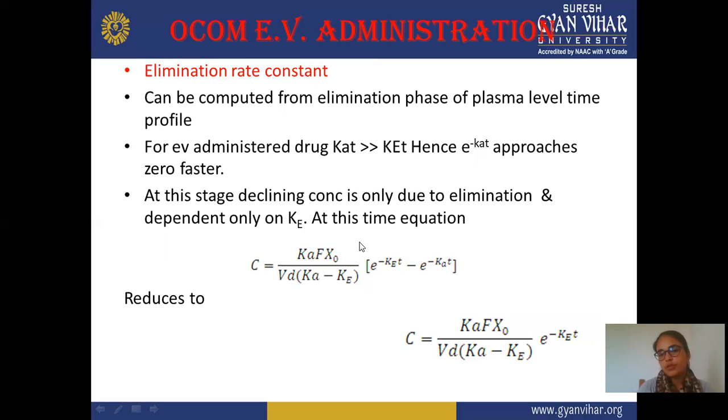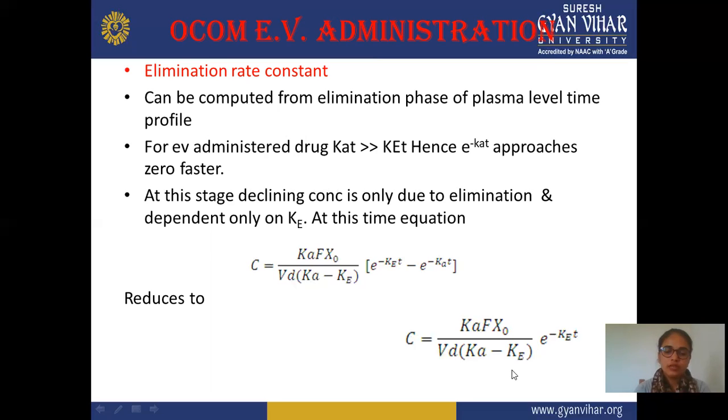Hence, due to the elimination rate of the drug, the equation is simplified, and this equation gives C = Ka Fx0 / Vd (Ka - Ke), absorption minus elimination, times e^(-Ket). So when this equation is reduced, we get C = Ka Fx0 / Vd (Ka - Ke) e^(-Ket). This is the simplified equation for the elimination rate constant for the one compartment open model of extravascular administration.